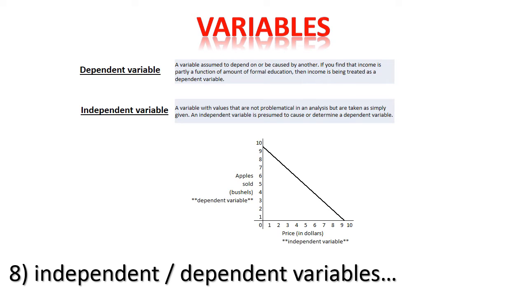I think the easiest way to explain independent and dependent variables is to use a bar graph that relies on the theory of supply and demand. In this case, we're using bushels of apples. If your price, which is your independent variable, is high, that means you're not going to sell a lot of apples. But if you lower your price, you move that to the left, you're going to sell a lot more apples. So the amount sold is the dependent variable, and that depends on the price, which is the independent variable.